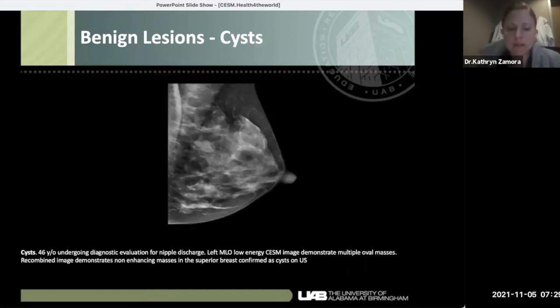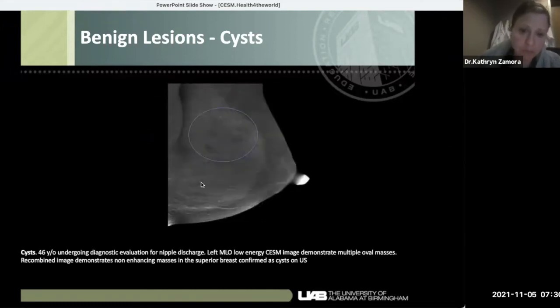Cysts in the breast have a unique appearance on contrast enhanced mammography. They actually have no enhancement and appear to have a negative enhancement. You can see here on this left CC view and this left MLO view, there is an oval mass here, and you may make out some asymmetries here. When we do the recombined imaging, you can see that there's actually a negative contrast effect where these cysts are, because there's no normal breast parenchyma, just fluid in that area to take up the contrast.